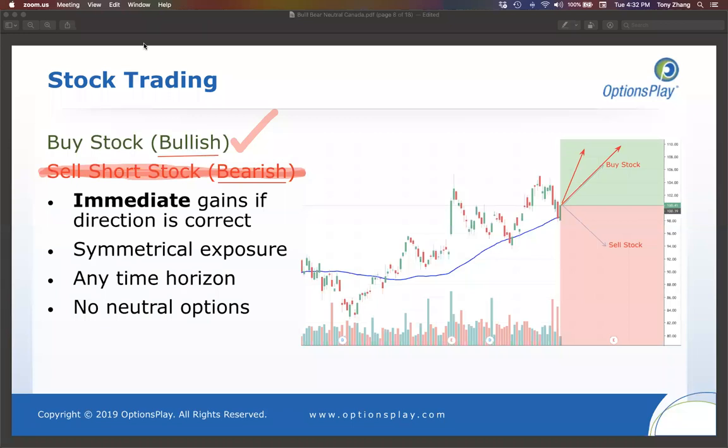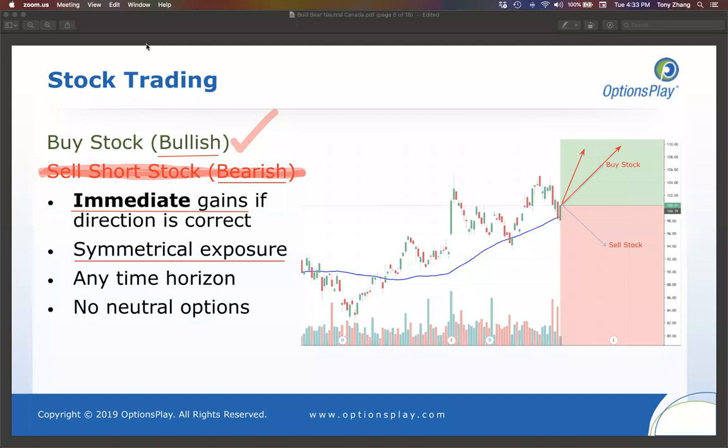Now, the good part about stocks is that you get what we call immediate gains. So on a $100 stock, if I buy 100 shares and the stock goes up even by a penny, I start making money on that trade immediately, as long as I get the direction correct. However, what I have is what we call symmetrical exposure, which means that if it goes up by a penny, I make a dollar. If it goes down by a penny, I lose $1. So it's dollar for dollar, whether it goes up or down, how much I make or lose.